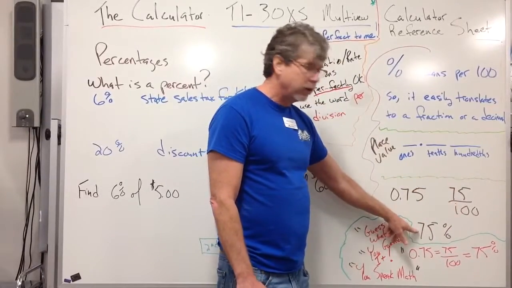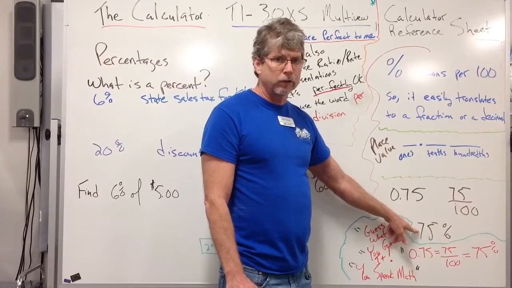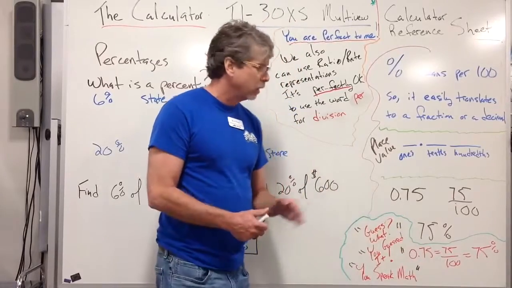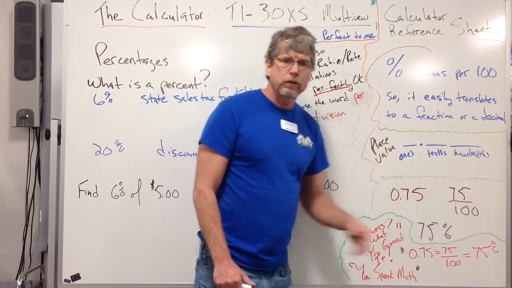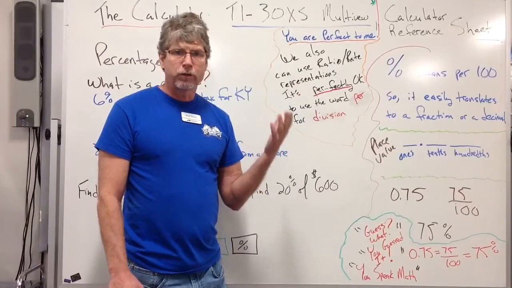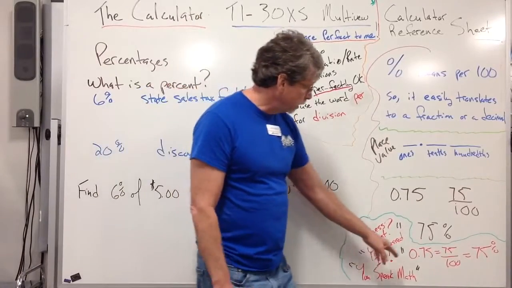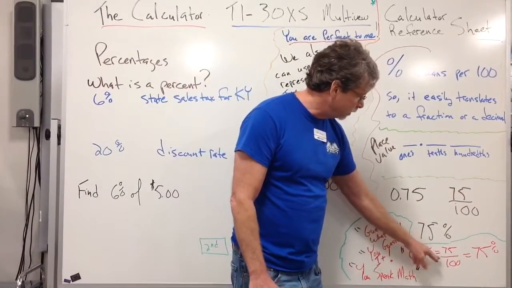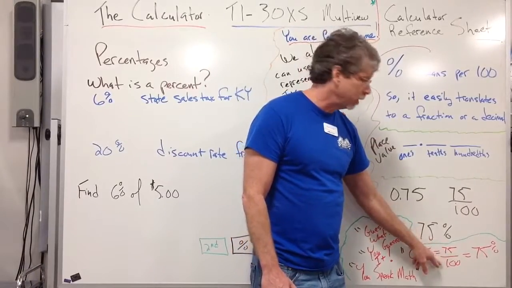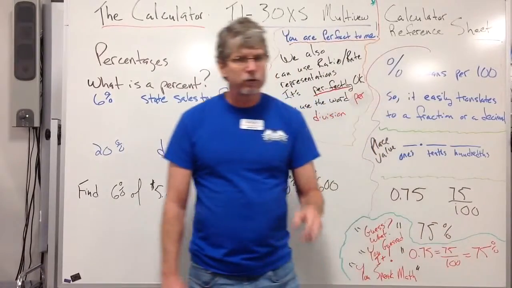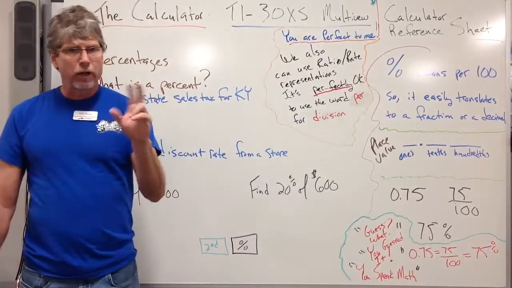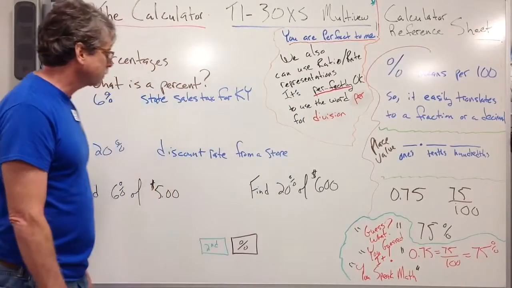And then this thing here is a percent, 75%. And guess what? All three of those things are equivalent. That means they're equal. So we can say 0.75 is the same thing as 75 over 100, which is the same thing as 75%. So those are interchangeable as we see fit.